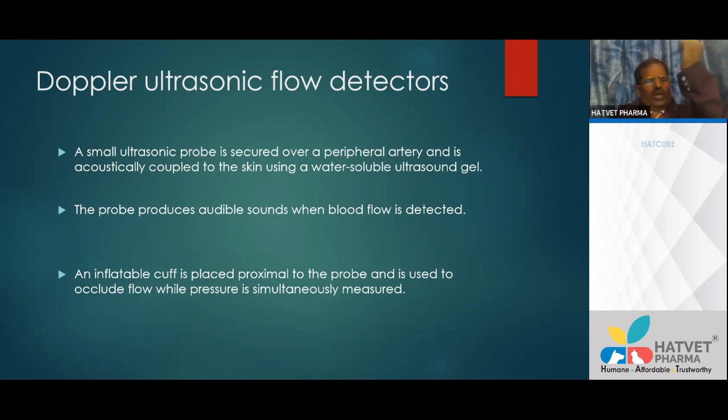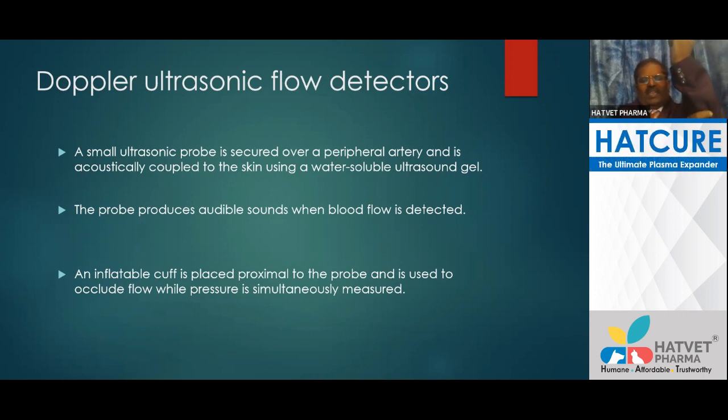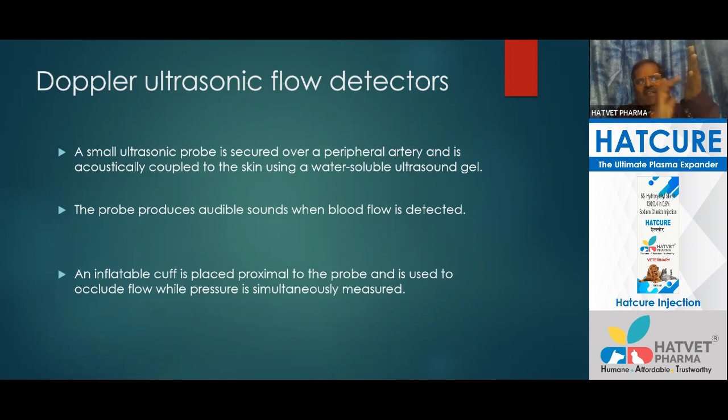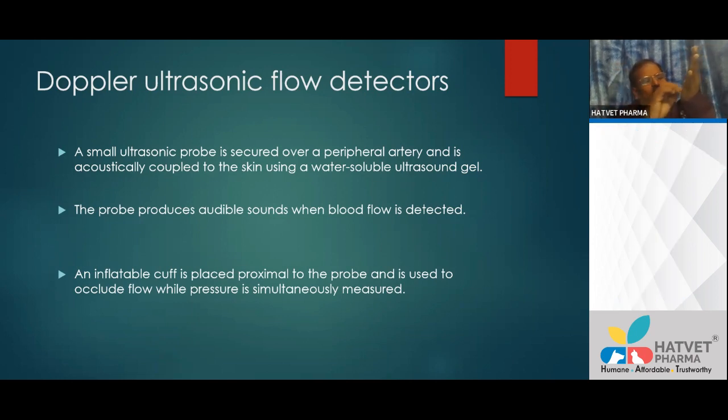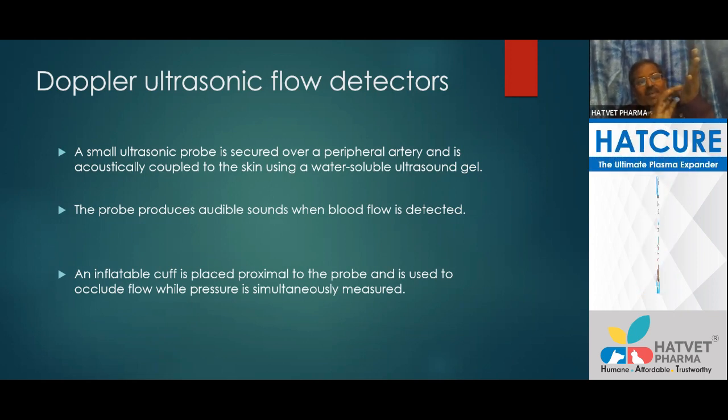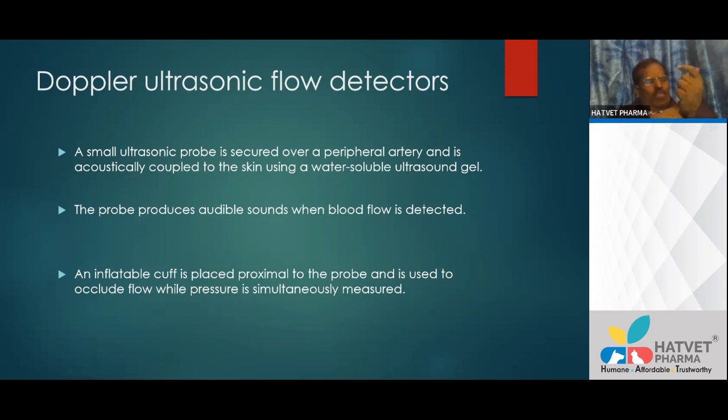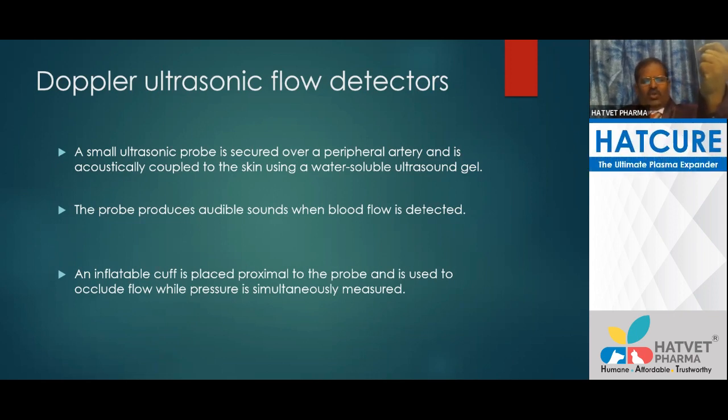So what you have to do is place the inflatable cuff. For example, I am taking the BP from the pedal artery. Normally, I shave the fur and locate the pulsation on the pedal artery with my finger, then apply the gel. After applying the gel, I keep the probe. Then proximal to this, I place an inflatable cuff.